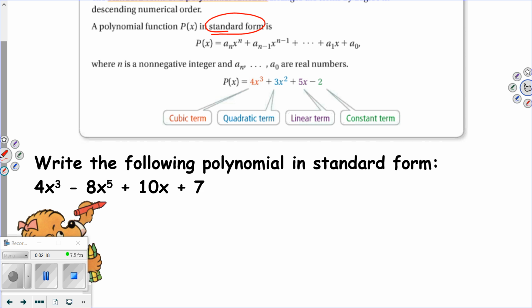So on this one, it's the same example we just looked at. You guys told me the one with the x to the 5th should be first. Big thing, just make sure you keep that negative that's with it, stays attached. Then the 4x to the 3rd, then the 10x, and the plus 7. All right, so that's standard form. Just in order from highest exponent down to the lowest exponent.